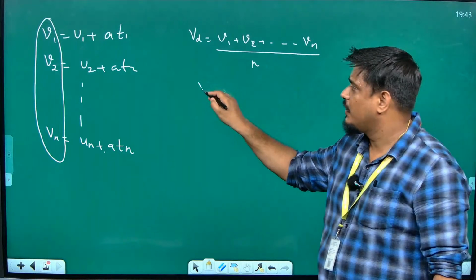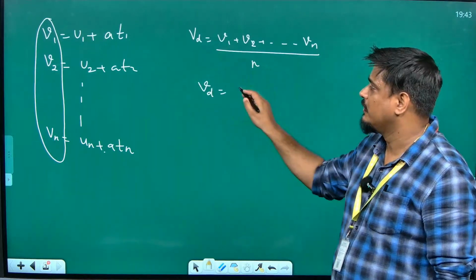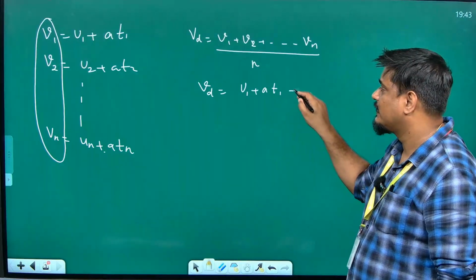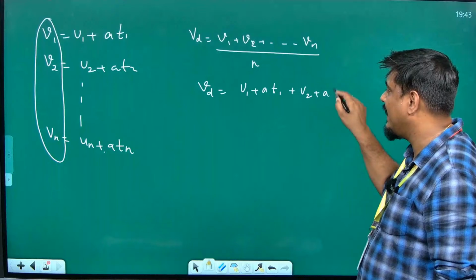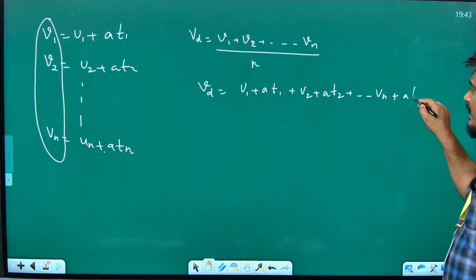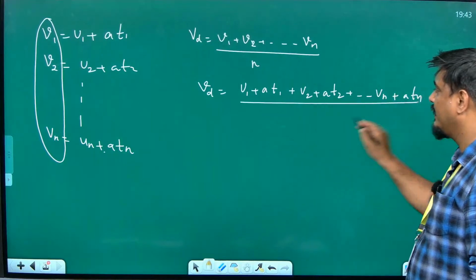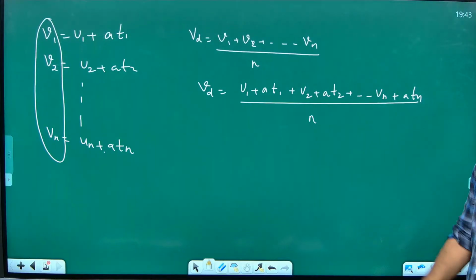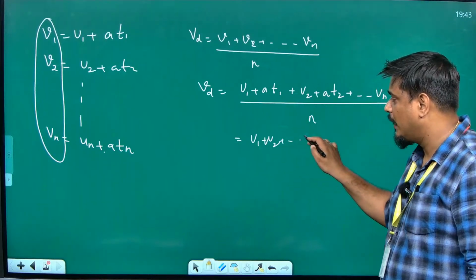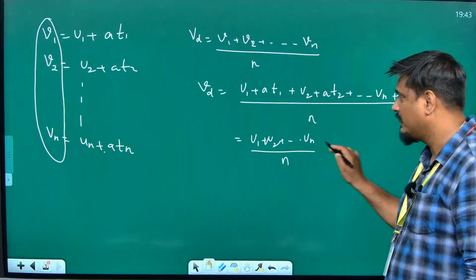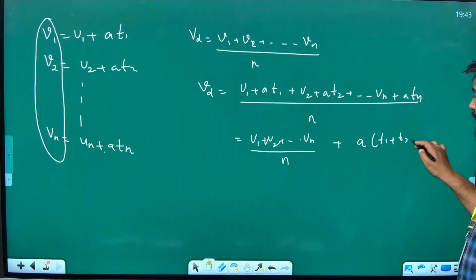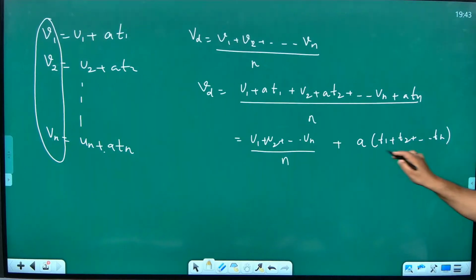Put from the equation, Vd will become equal to, what is V1? U1 plus A into T1. Same way U2 plus A T2. Like that, Un plus A Tn divided by n. If I take all the U1, U2 together, U1 plus U2 up to Un by n plus A into T1 plus T2 up to Tn by n.